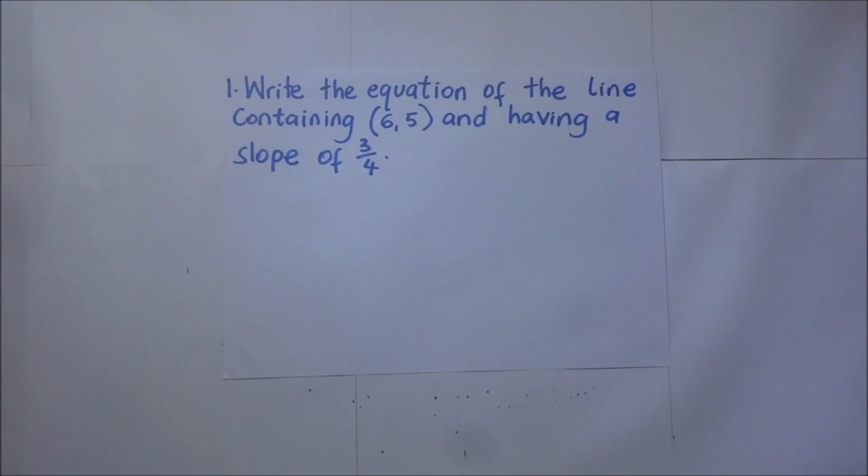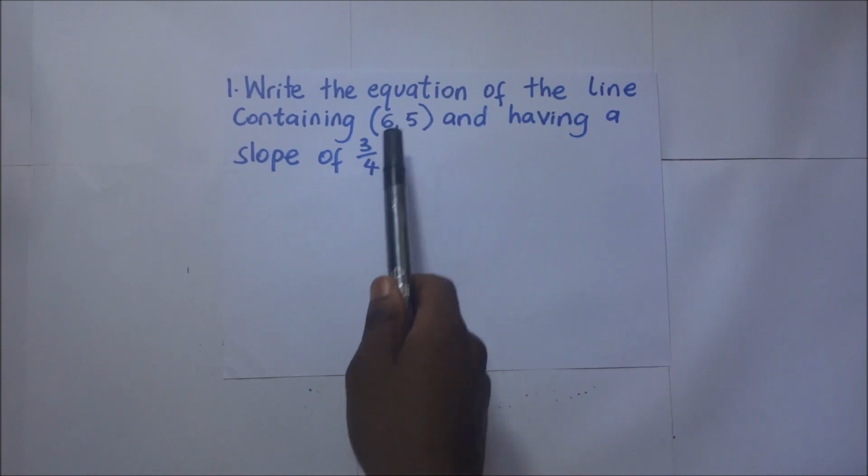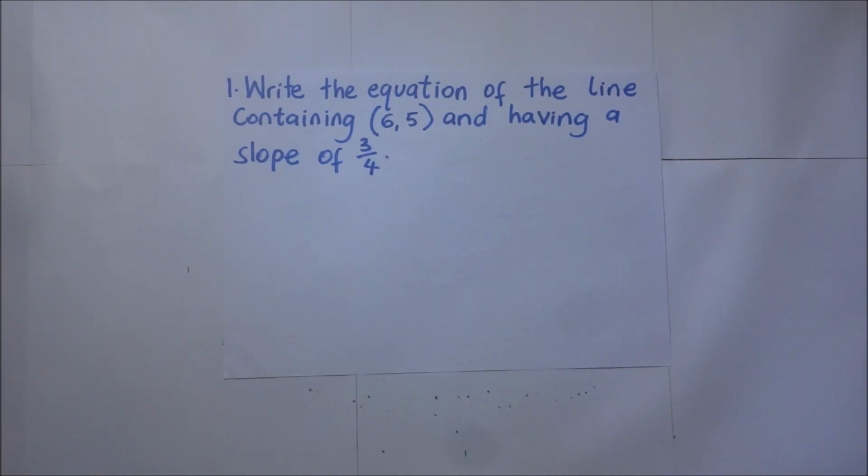In writing the equation of the line containing (6, 5) and having a slope of 3 over 4, I'm going to write this equation in two forms. There is what we call the point-slope form, and then there is what we call the slope-intercept form. So we'll begin with the point-slope form. Now with the point-slope form, the form looks like this.